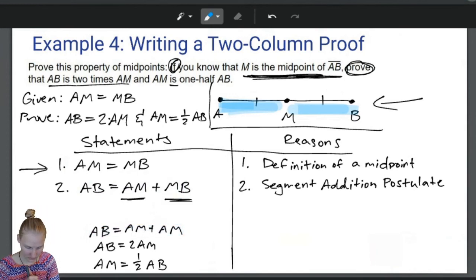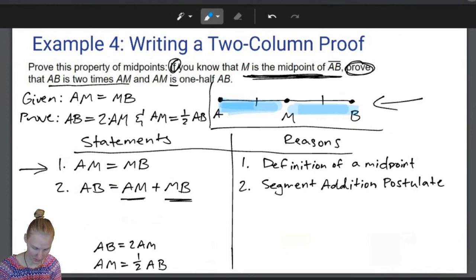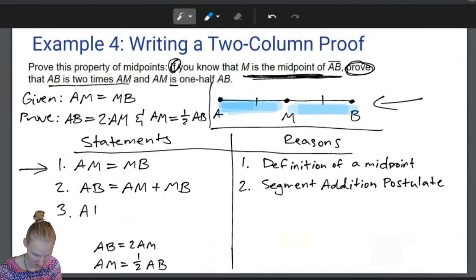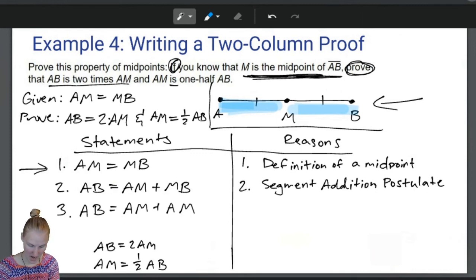Okay. So yeah, let me just write that a little bit more clearly. Step 3 is AB equals AM plus AM. And this is substitution. AM equals MB, so instead of MB, I'm just writing AM. So this is substitution.